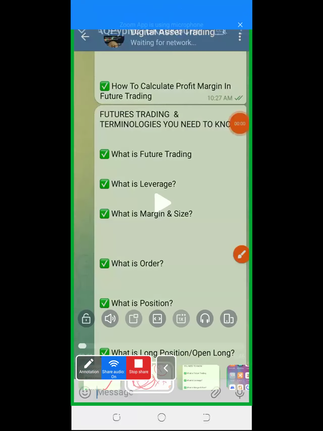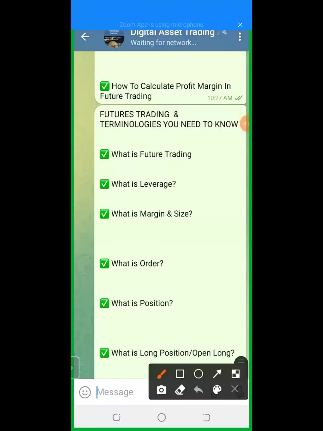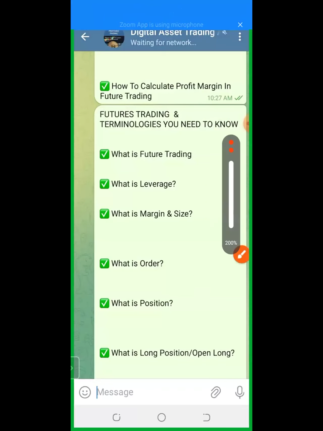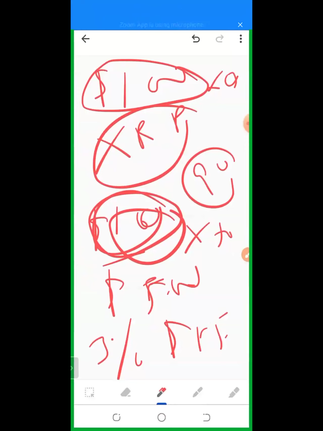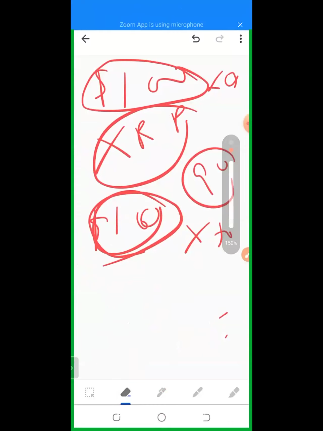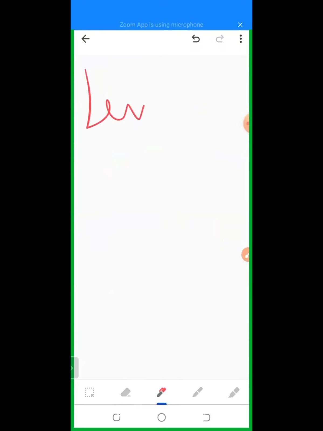In this next video, I'll be talking about what is leverage, what is margin and size, what is order, what is position. So let's continue. Now, in the previous video, I tried to explain what futures trading is. What makes futures trading unique is what we call leverage. Lever, bridge, leverage. That's what makes futures trading unique.